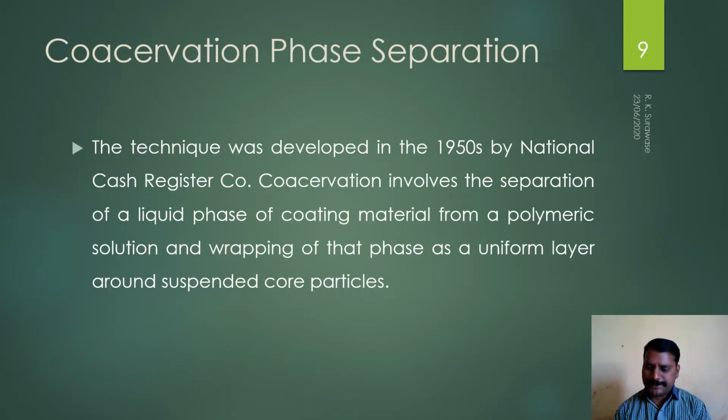Coacervation phase separation. Coacervation means reversible aggregation, the formation of aggregates in a reversible way. This technique was developed in the 1950s by National Cash Register. Coacervation involves the separation of a liquid phase of coating material from a polymeric solution and wrapping of that phase as a uniform layer around the suspended core particle, and is known as the coacervation phase separation or complex coacervation phase separation method.